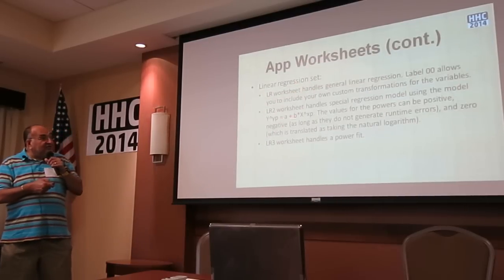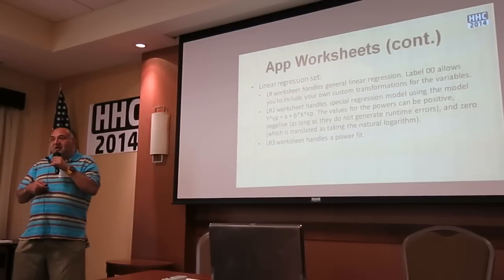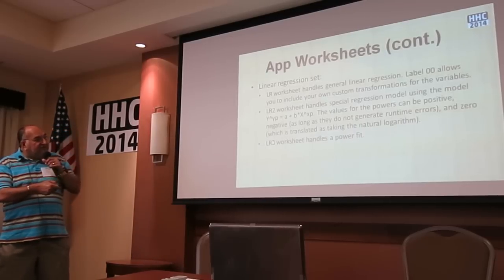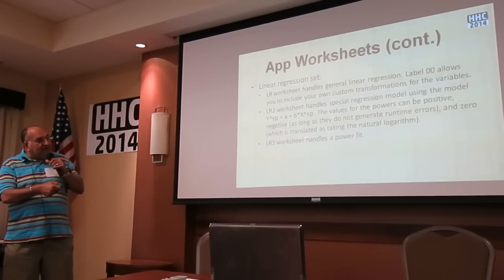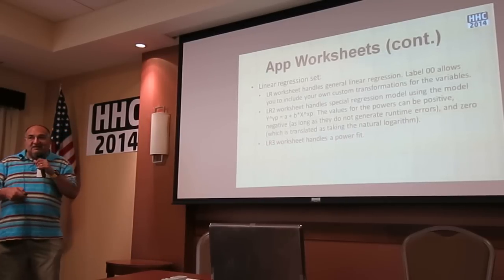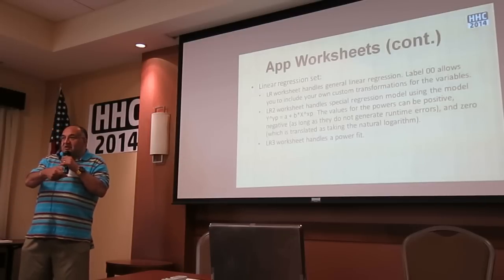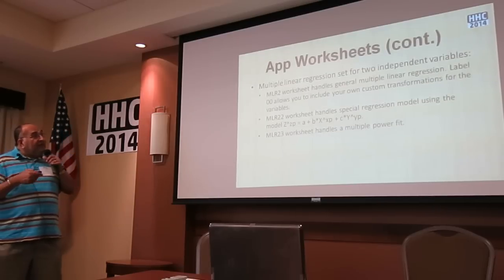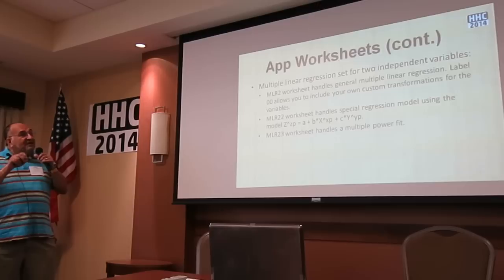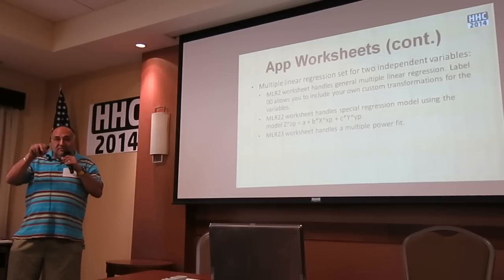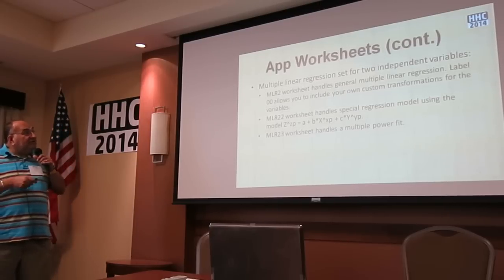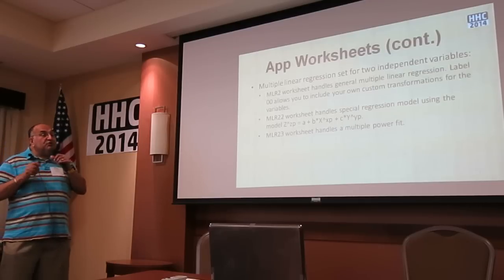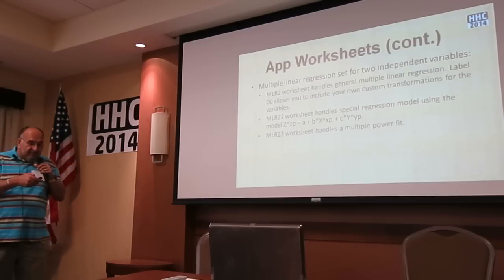So if you supply zeros here, you're doing basically a power fit, which is done for you here in the LR3 worksheet. It handles power fit, where it translates the variables into their natural log before processing them. The second set is where I start really tapping into Bill Kolb's equations and code, summation registers in his code, and it does multiple linear regression for 2 independent variables.